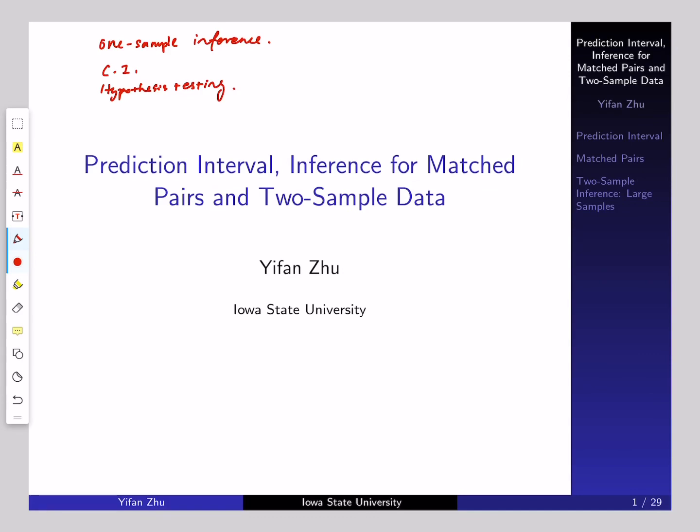So what is the one sample inference? Actually, one sample inference for the mean is when you have one sample, x1, x2, to xn, observations from the population. This is one sample from one population.